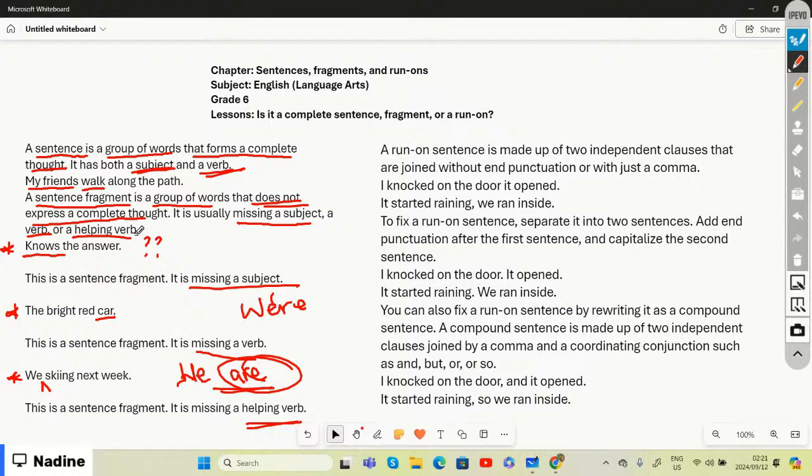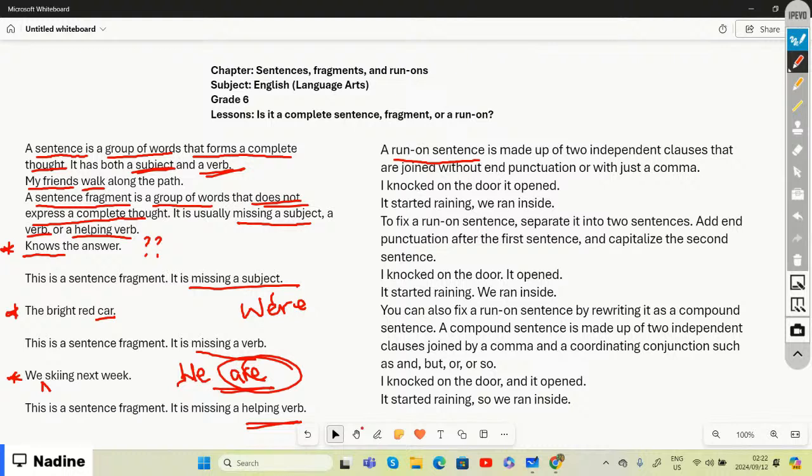Now we have a run on sentence. If you write the paragraph and you are just going and going and going, and there's more than one subject, more than one verb in the sentence, there's no end punctuation, and you are just writing, writing, writing with no end punctuation, then we call that run on sentences.